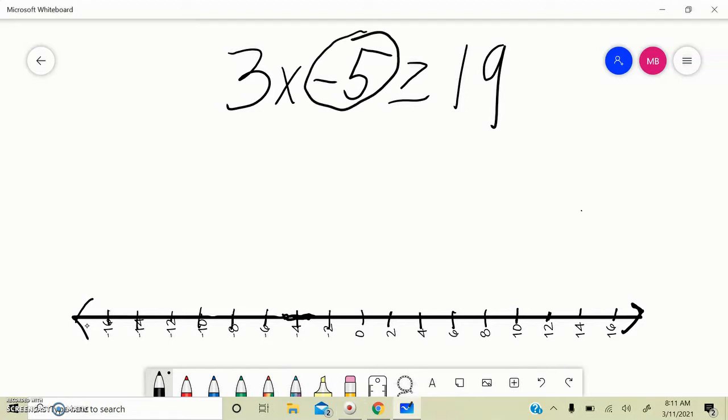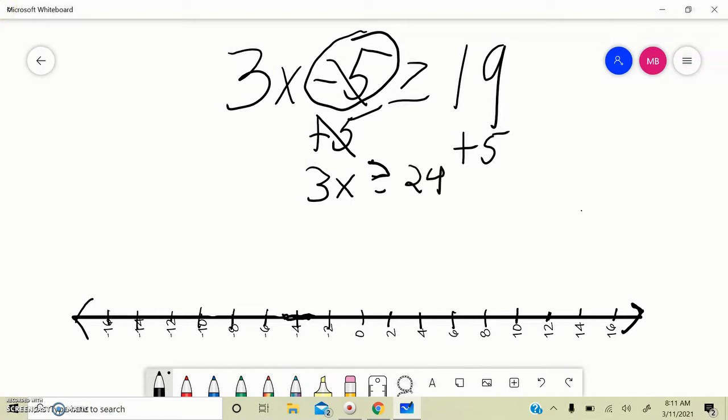So I have minus 5. I'm going to do the inverse operation, which is addition. So I'm going to add 5 on both sides. That's going to have my 5's cancel, and I'm going to be left with 3x is greater than or equal to 19 plus 5, which is 24.